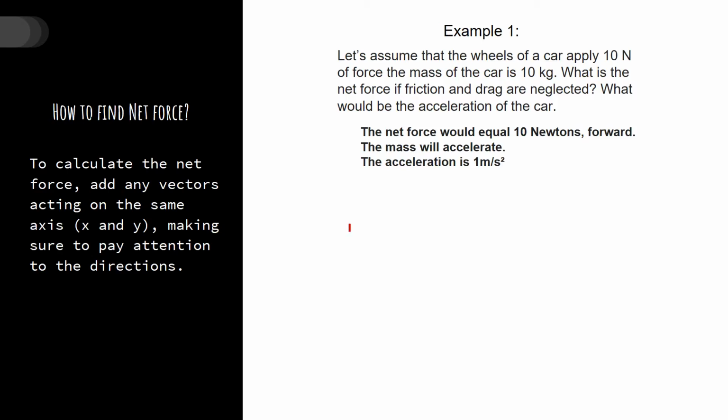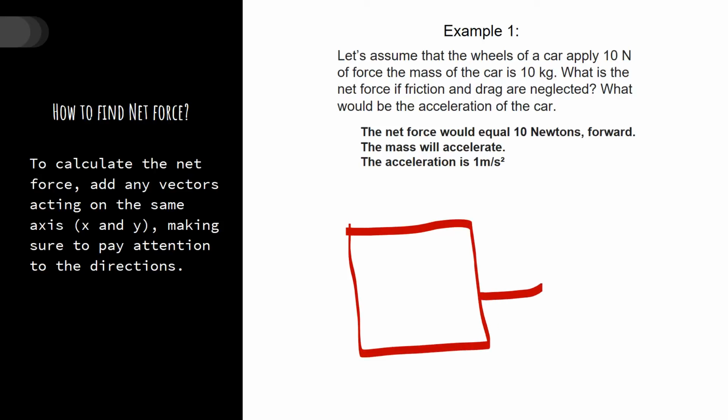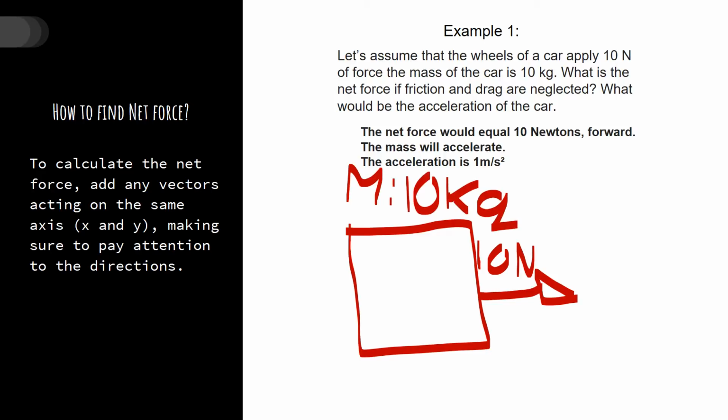How to find the net force. To calculate the net force, add any vectors acting on the same axis together, making sure to pay attention to the directions. Let's assume that the wheels of a car apply 10 newtons of force forward and the car weighs 10 kilograms. What is the net force if friction and drag are neglected? What will be the acceleration of the car?